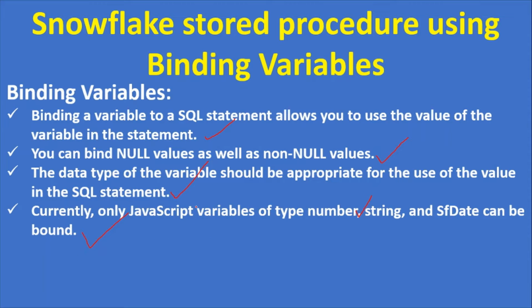That means if you want to use bind variables, the data type should be a number, that means internally float. As you know, Snowflake will not allow number as the input parameter. Instead of that, you have to use float, and string and sfdate. Sfdate is nothing but a date format.